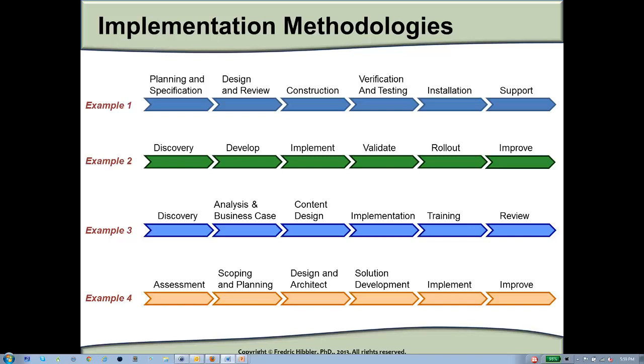All implementation methodologies include a discovery phase, planning, or an assessment phase. These are usually followed by a construction, build, and design phase, which in turn are followed by some type of training or a rollout for the product to be put into production. After these phases, all good implementation methodologies then also consider an assessment, an improvement, or a review phase. Because again, you can't stay with the status quo. Things change. You have to be ready for those change processes.